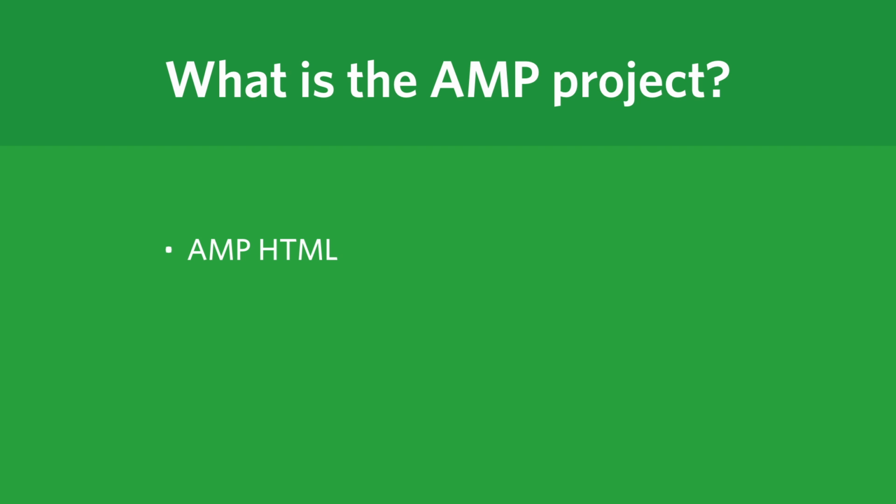There's AMP HTML, a custom HTML syntax that is parsed by the AMP engine. There's AMP.js, which is the JavaScript library that is the engine that supports the HTML implementation, and AMP Cache, a CDN that caches and serves AMP documents and assets via HTTP 2.